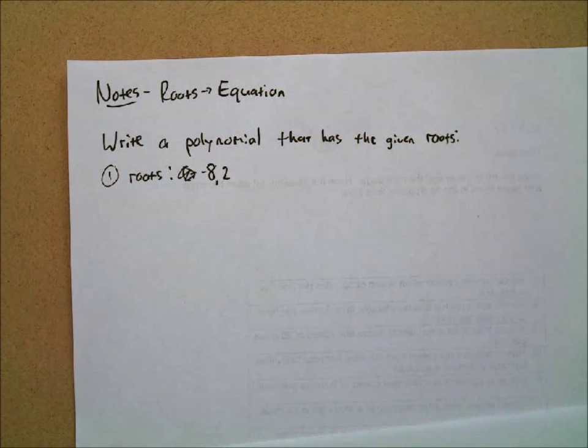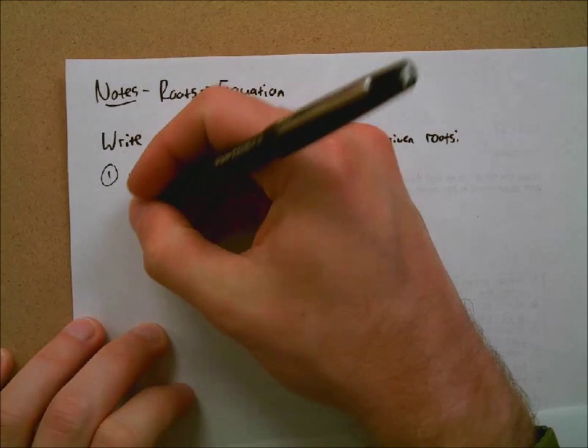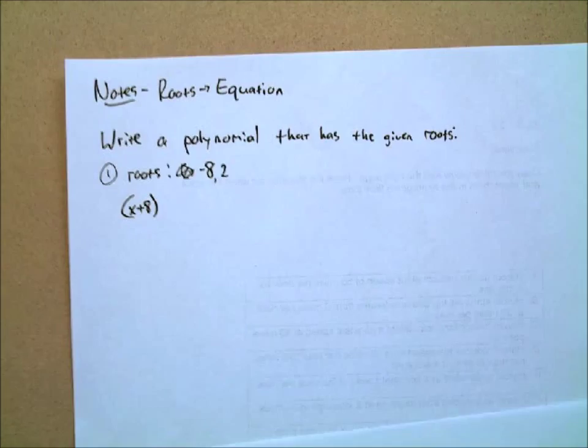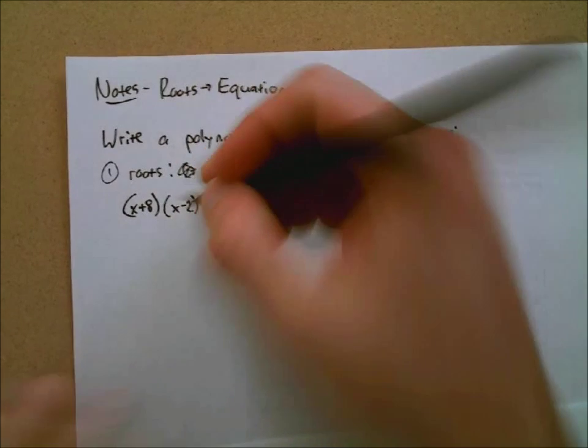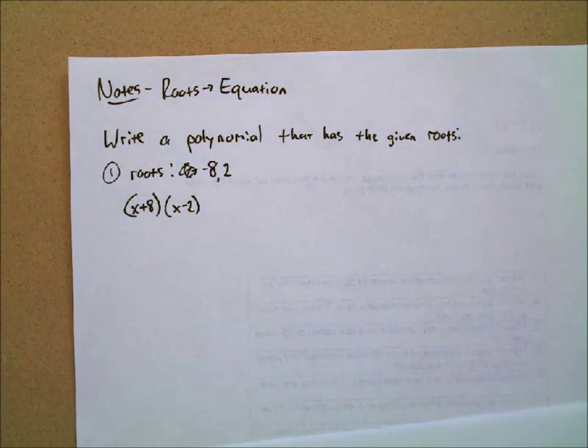Okay. So if we have roots of negative 8 and 2, what are factors that would yield these roots? For example, if negative 8 is a root or a 0, what would be a factor that would give us that as an answer? x plus 8, exactly right. And then if 2 is a root, what would be a factor that gives us 2? x minus 2, exactly right. Now, are these the only 2 options we have that would yield negative 8 as a root and 2 as a root?